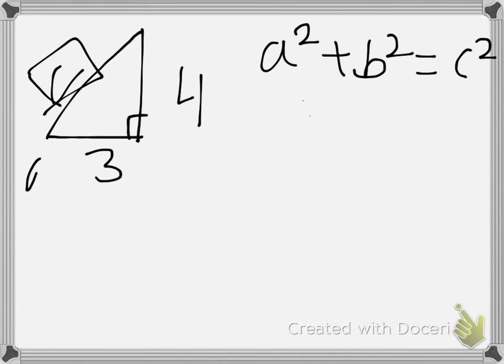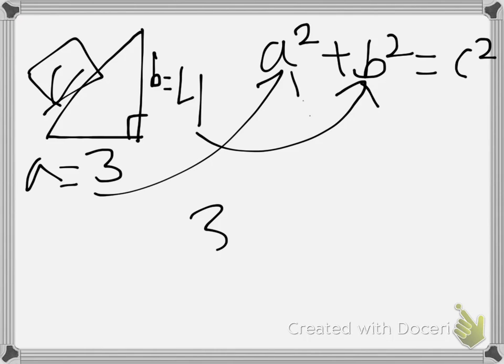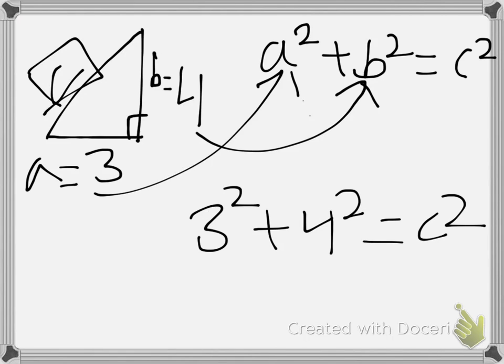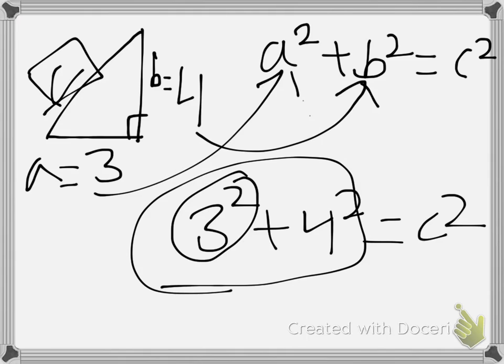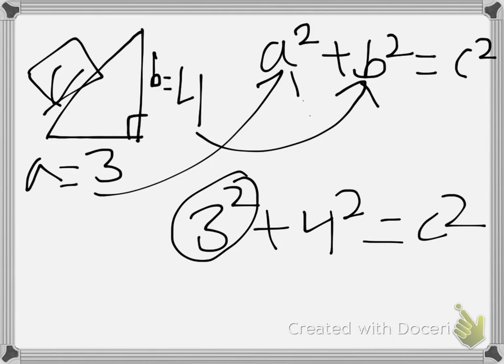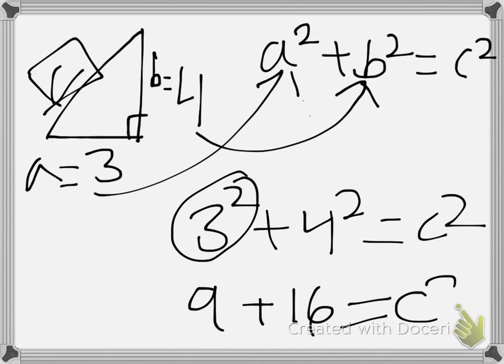So, we know that a equals 3 and b equals 4. So we just plug it in. So we get 3 squared plus 4 squared equals c squared. And what's 3 squared? Well, if you watched my sister's video on PEMDAS, then you'll know how to do this. But if you didn't, then go watch that right after this video. So, 3 squared is basically 3 times 3, which is 9, plus 4 squared, which is 4 times 4, which is 16, equals c squared.